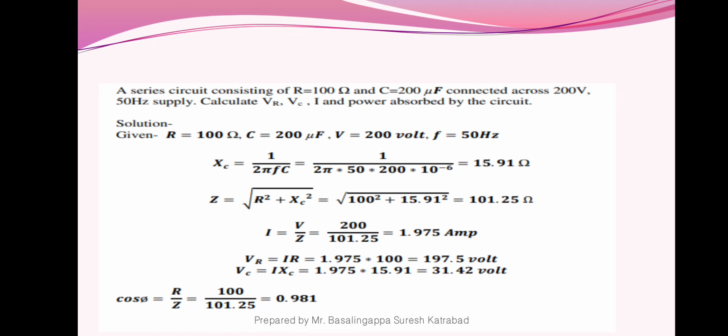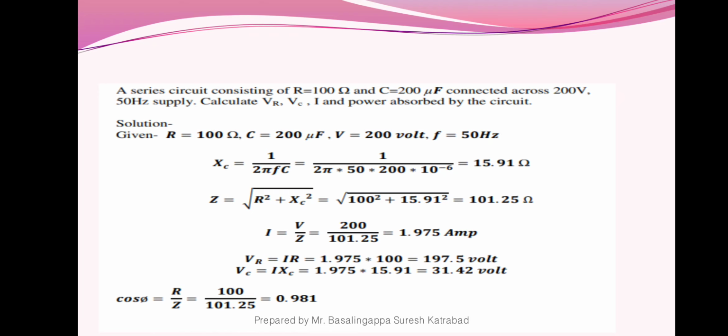Next Z equal to, in polar form we have written here, square root R square plus XC square. So value of R is 100 square plus XC 15.91 square root. So we will get here 101.25 ohm. So next I is nothing but V divided by Z. Here RC, so we can write here Z. So I equal to V by Z, 200 divided by 101.25, that is 1.97 ampere.